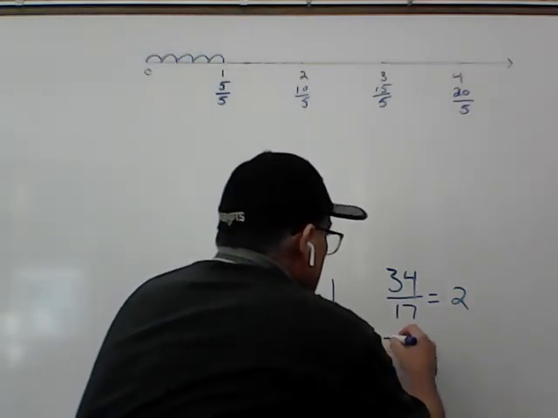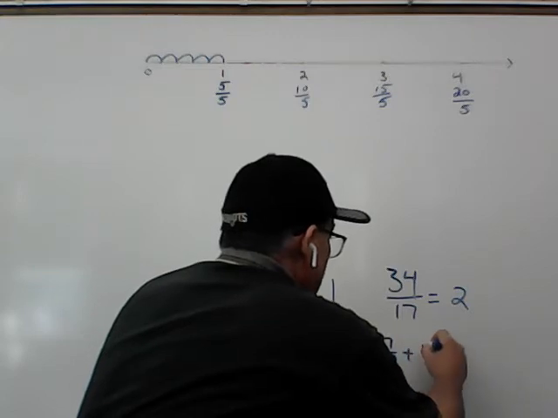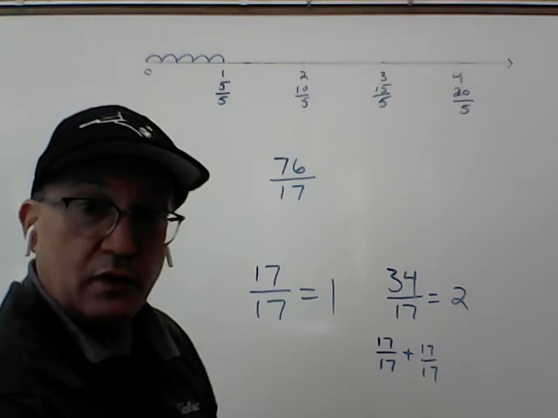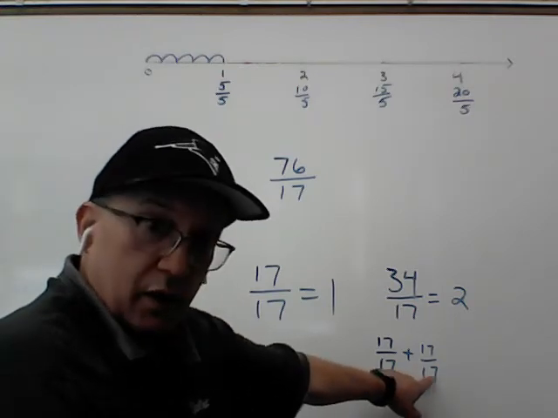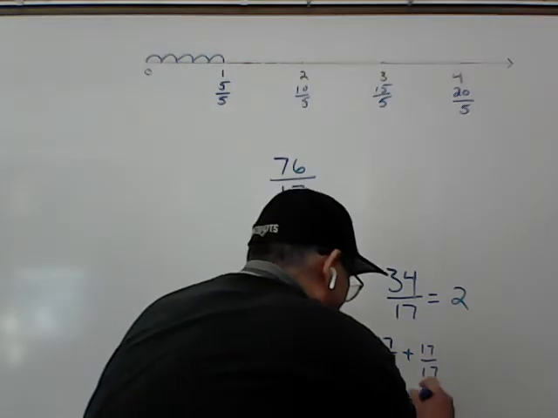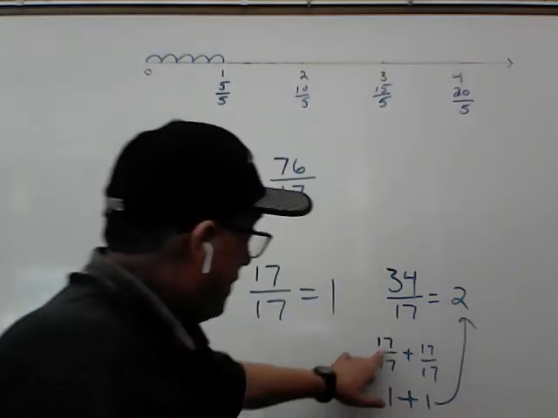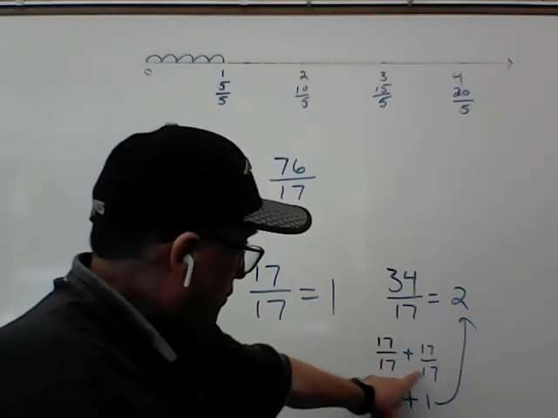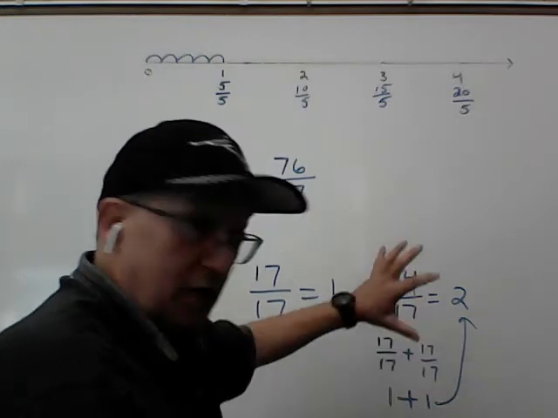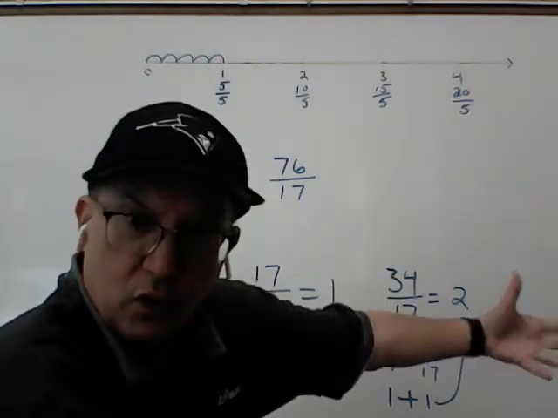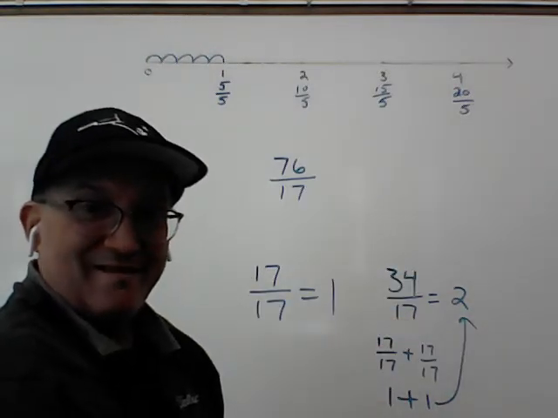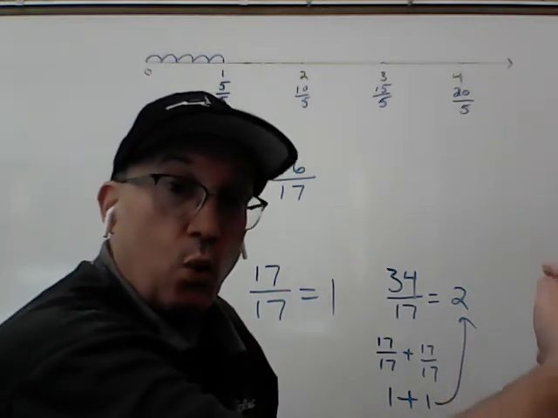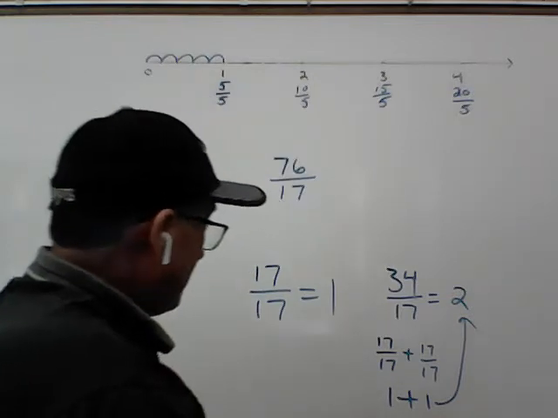Well, let's go back all the way to basics. 17 17ths plus 17 17ths. This is 1. This is 1. 1 plus 1 is 2. And if you were to add 17 17ths and 17 17ths, the denominator stays the same. 17 plus 17, adding the two numerators, is 34, which of course is 2 times 17. We'll go all the way one by one on the number line.